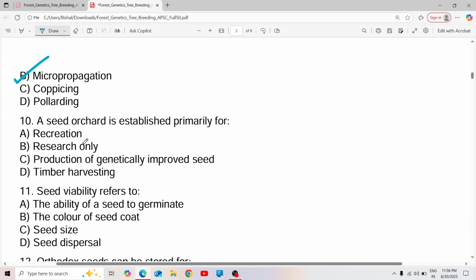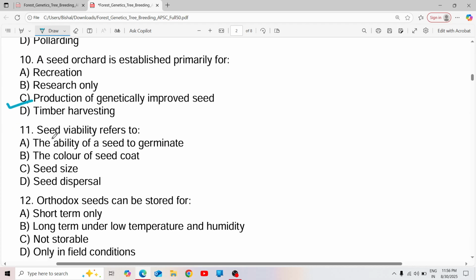Question number 10. A seed orchard is established primarily for recreation, research only, production of genetically improved seed, and timber. So the correct answer is production of genetically improved seed. Question number 11. Seed viability refers to the ability of seed to germinate, color, seed coat, seed size, and seed dispersal. So the correct answer is the ability of the seed to germinate.